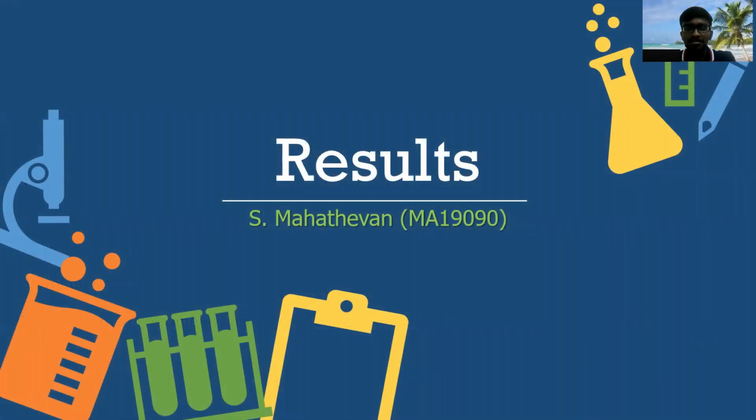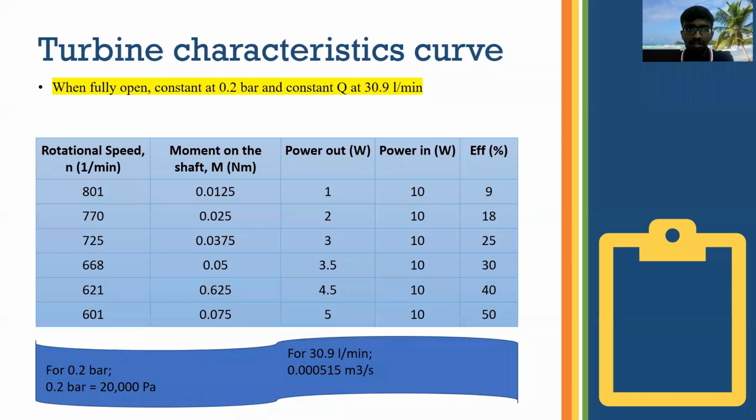Hello everyone, my name is Madhavan Sanam Sivaraman, matric ID MA19090. Today I would like to talk about the results part of experiment 5, which is the Pelton turbine. So let us look at the first output of this experiment, which is the experimental data.